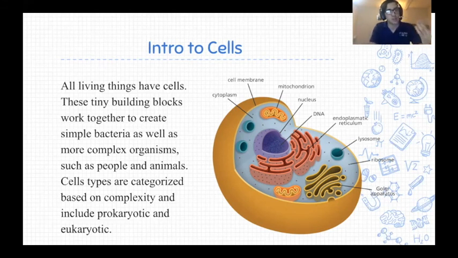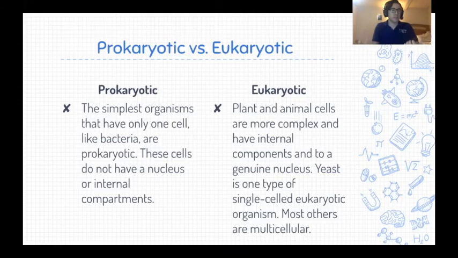Those are called multicellular. Cell types are categorized based on their complexity, and they can be divided between prokaryotic and eukaryotic cells. Now, what's the difference between a prokaryotic and eukaryotic cell? A prokaryotic cell is the simplest organism, made up of only one cell. These are actually the first cells that ever existed on this planet. What makes them different from the other cells? Well, prokaryotic cells don't have a nucleus. We're going to talk about what a nucleus is later in this video, and they don't have any other internal compartments or very complex organelles.